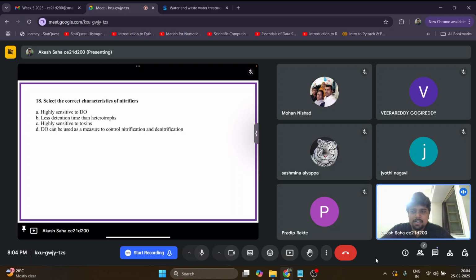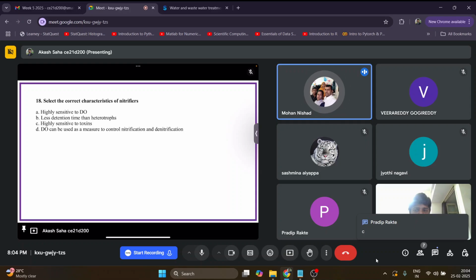So we are talking about nitrifiers. Highly sensitive to DO, less detention time than heterotrophs, highly sensitive to toxins. DO can be used as a measure to control nitrification and denitrification.